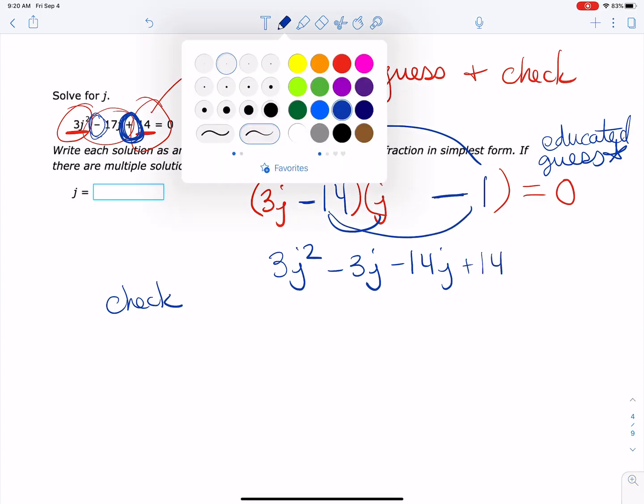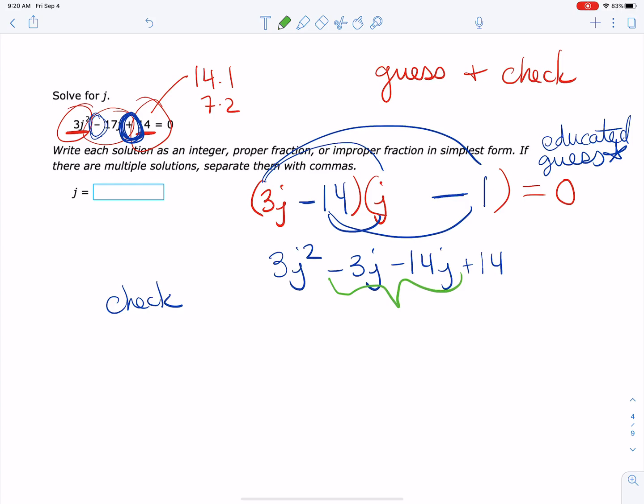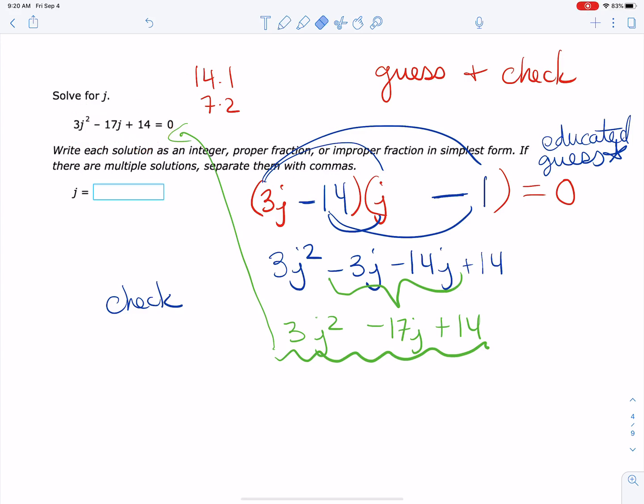So what I'm checking here is my middle term. Negative 3 and negative 14 is negative 17j, and then I'm just writing down everything else. What I'm doing is I'm checking to make sure this looks like here, which is really messy. Let's clean that up. Which it does. Hooray, that means I factored appropriately. Great. Now I'm not done. That means I factored properly. Hooray. So now let's go ahead and solve.